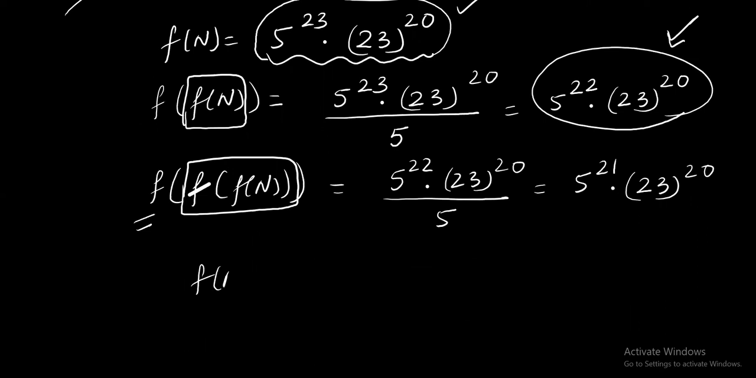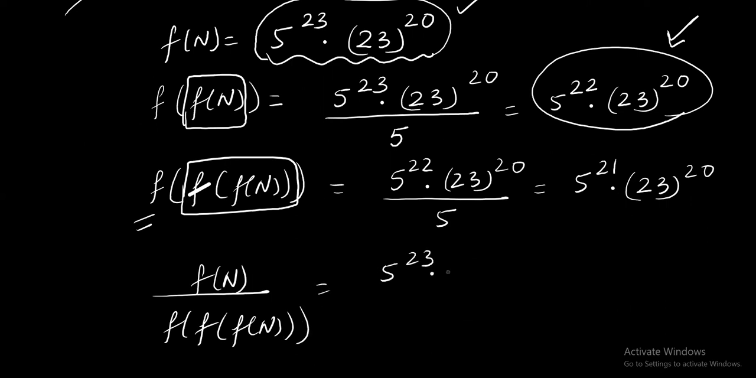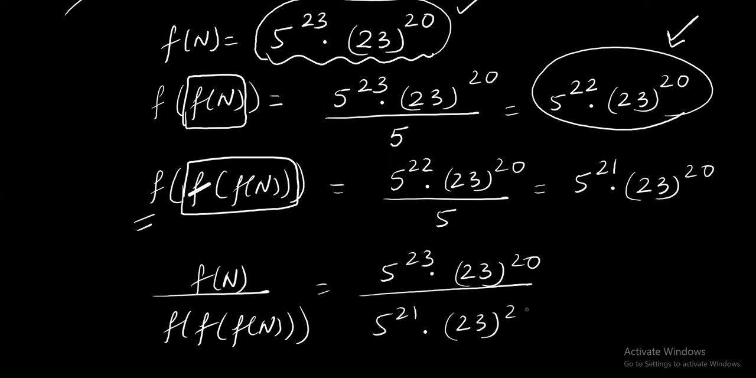Now we are going to put all the values in the question. What we need to evaluate is f of n divided by f of f of n. Putting all the values that we got here, and keeping the values in the denominator also, and solving it, what you are getting is 5 squared, that is 25. So here is the answer to the question: the value of f of n upon f of f of n.